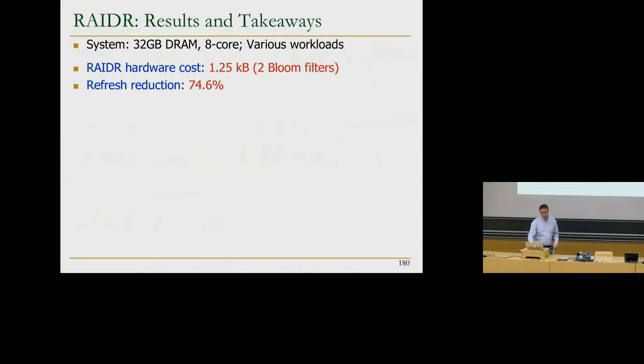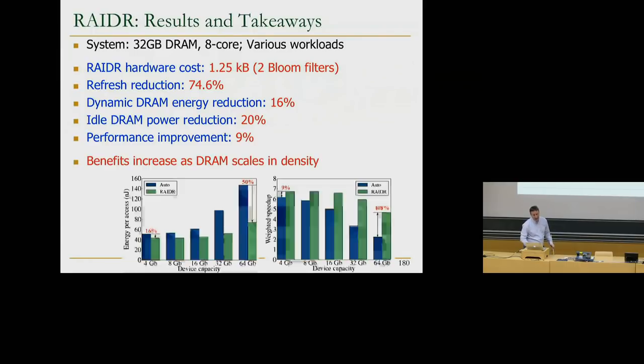What's the result? So this is the hardware overhead, 1.25 kilobytes within 32 gigabytes, practically nothing. But the refresh reduction is 75%. So the DRAM energy reduction of the overall system is already remarkable, 16%. And overall, of the entire system, you're also improving the performance just by doing this thing. I mean, you're adding to 32 gigabytes of memory some little hardware, less than 0.something%. And overall, you can already get a 10% improvement.